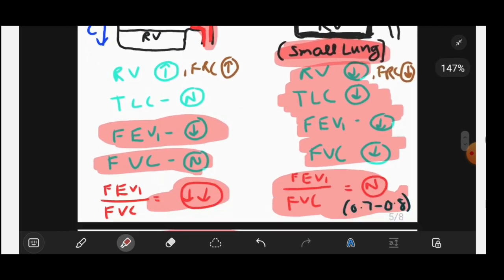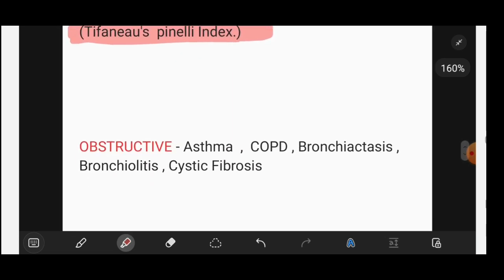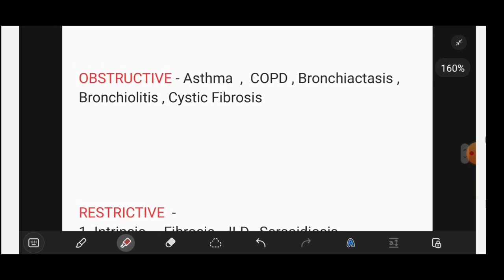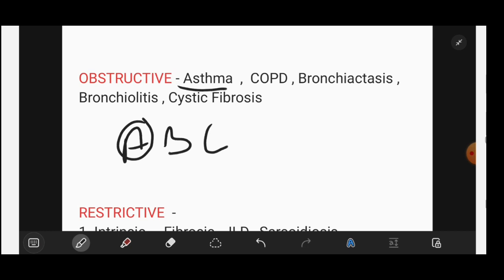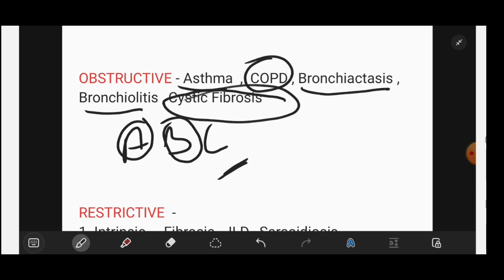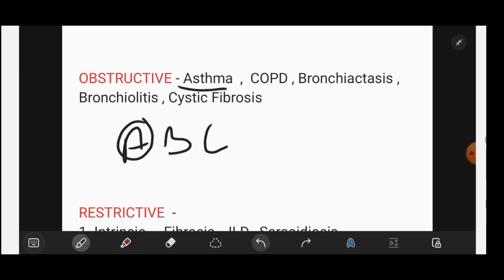Very important, guys. Now guys, coming to the different examples of these types of diseases. Obstructive, we have asthma, COPD, bronchiectasis, bronchiolitis, and cystic fibrosis. Okay guys, now you can learn this. You can learn the examples of the obstructive lung disease by ABC. A for asthma, B for bronchiectasis and bronchiolitis, and for C we have COPD and cystic fibrosis. So ABC is the obstructive lung diseases.